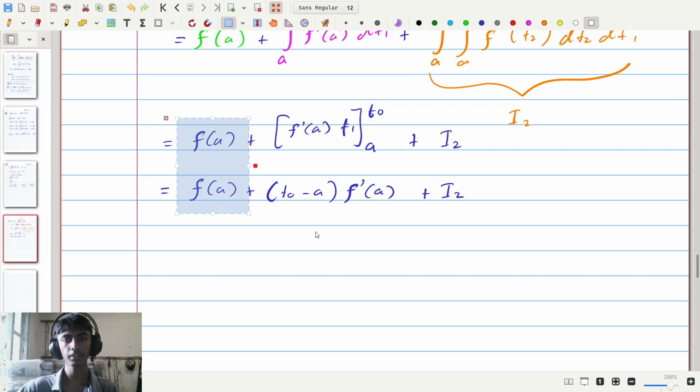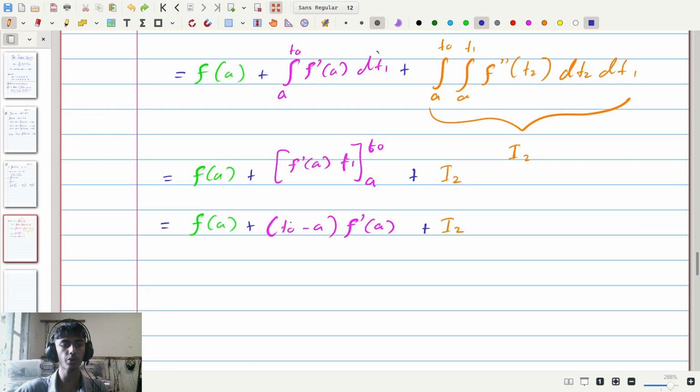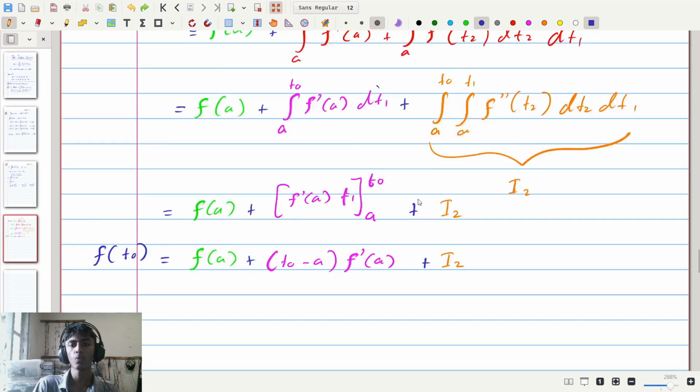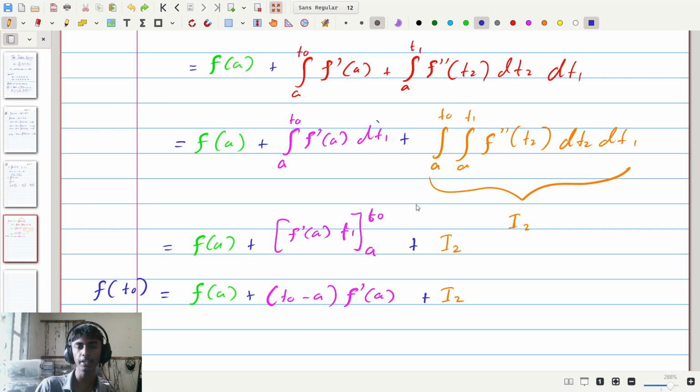So here, color coding this as I did previously, this thing is green, and then we have this part over here which is the purplish color, and we have another integral here, the orange integral, which we still need to solve. But here these first two terms, the green term and the purplish term, are now no longer being integrated. They are outside. We have f(a) and t0 minus a times f prime a. So therefore f(t0) is equal to f of a plus t0 minus a times the derivative of f evaluated at a, plus this other integral I2. Now then, we are going to take I2, solve it separately and then bring it back.